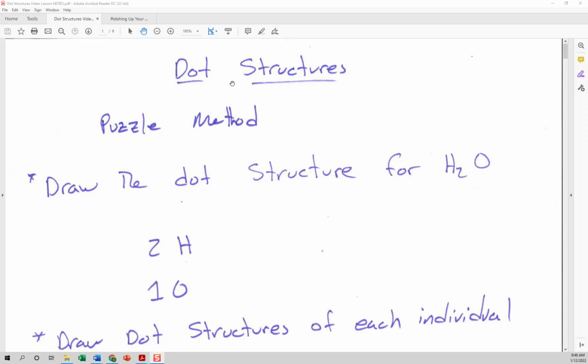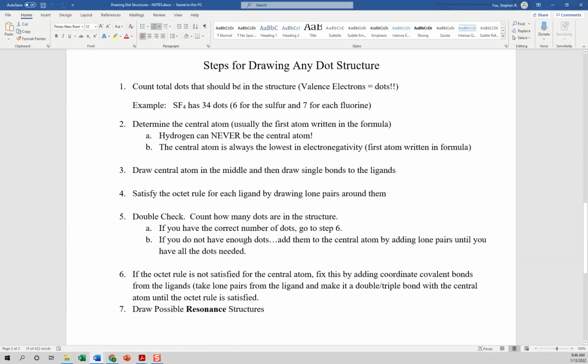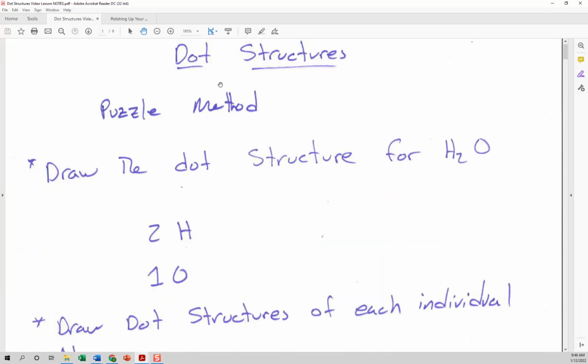Now, there's a couple different methods on how to do it. The steps that are listed here on this handout are good for pretty much any dot structure where you have one central atom. But the first one I'm going to do is talk about a simple procedure for pretty simple molecules, and it's called the puzzle method. And so if I wanted to draw the dot structure of H2O, a molecule of H2O, the first thing is kind of identifying the numbers and types of atoms in one molecule. So that's what the formula tells us. So in one molecule of H2O, I got 2 hydrogens and 1 oxygen, okay?